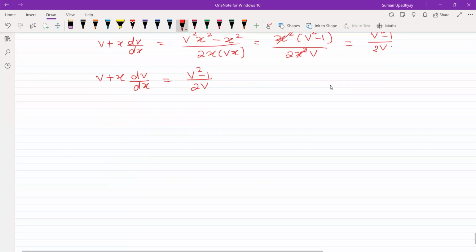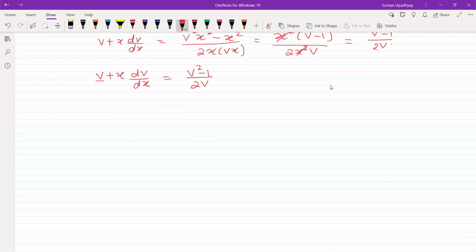Now what to do? Separate the variables. Take v on the other side. What I will get? v square minus 1 upon 2v minus v. Now cross multiply. So after doing cross multiplication, I'll get v square minus 1 minus 2v square upon 2v.